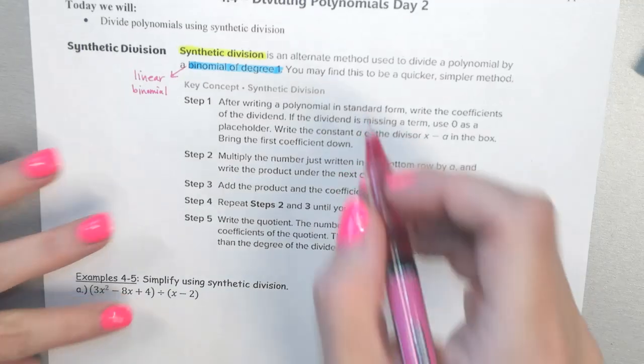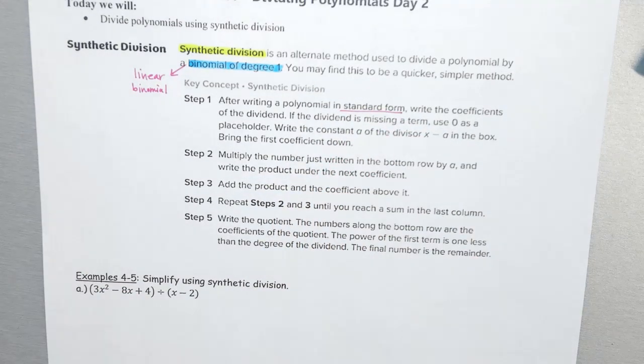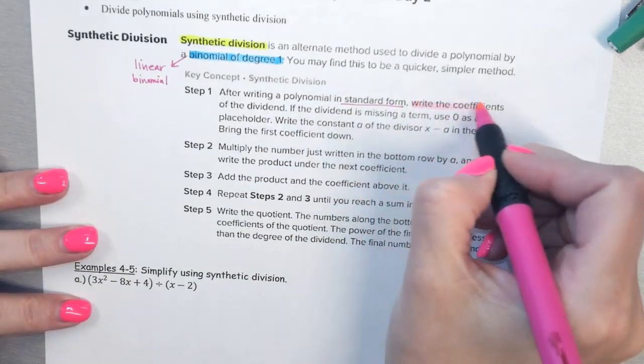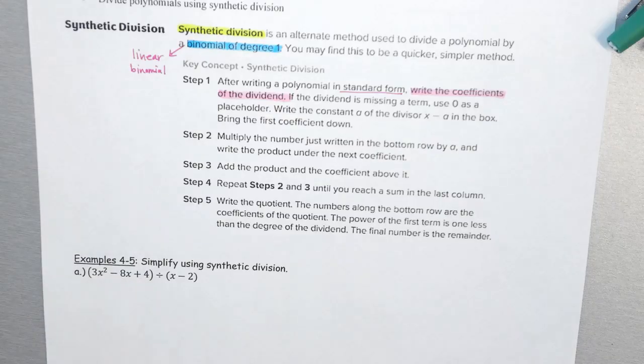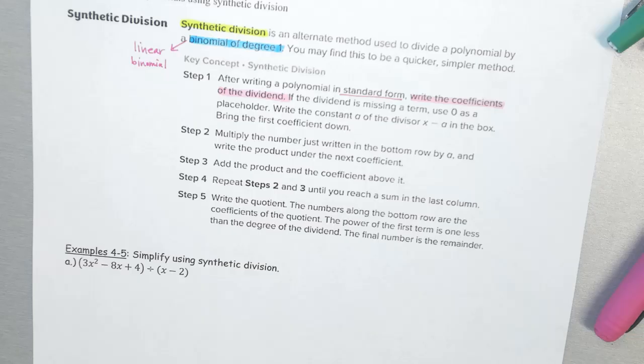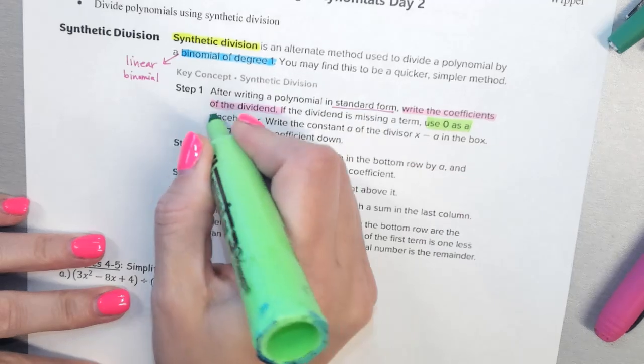After you write your polynomial in standard form, you are going to write the coefficients of the dividend, or what's being divided. If the dividend is missing a term, you have to use 0 as a placeholder. Yesterday we had a couple examples where we were using a placeholder, and I told you that sometimes it's useful, other times you don't have to have it. When you're doing synthetic division, you do have to have 0 as a placeholder.